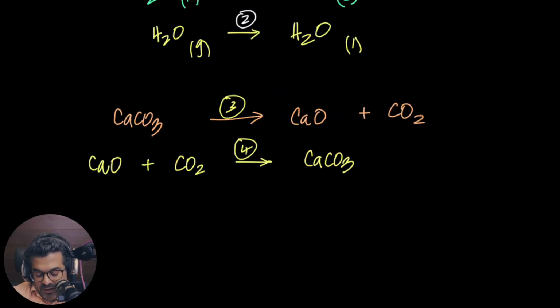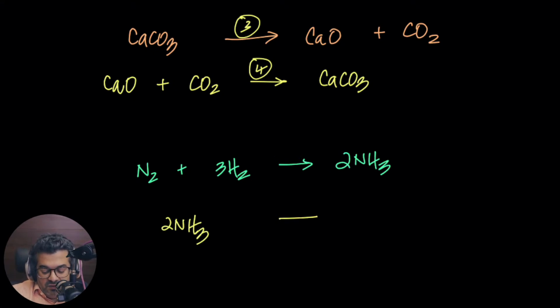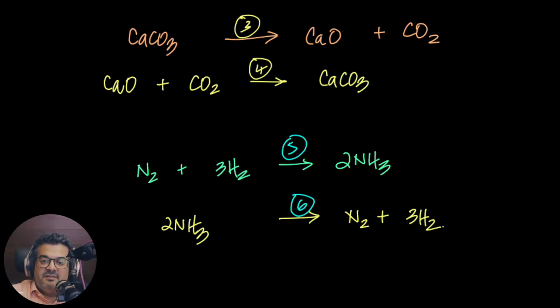One very popular one is that nitrogen and hydrogen can combine to make ammonia. But ammonia over time can also decompose to give nitrogen and 3 hydrogens. So these are reactions number 5 and 6. 5 and 6 are also reversible.